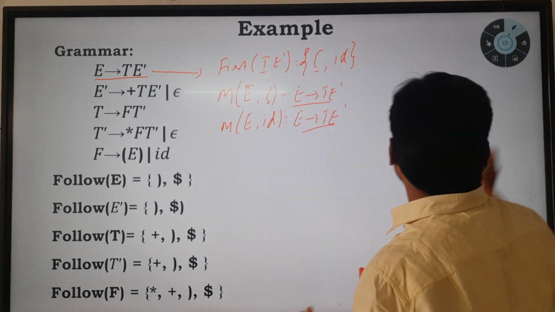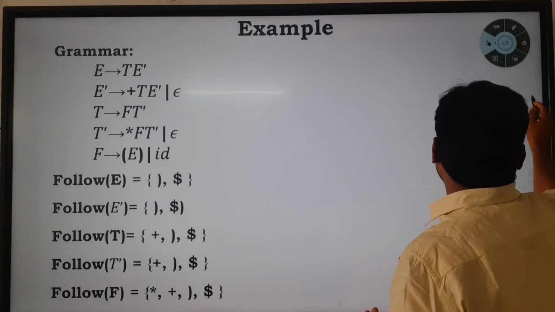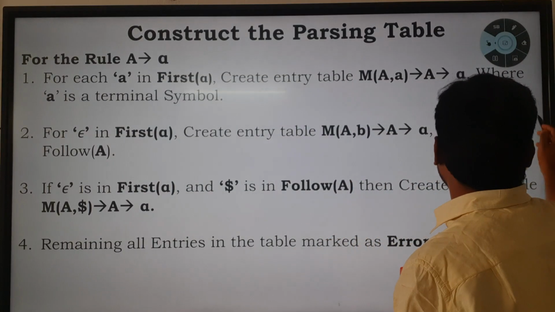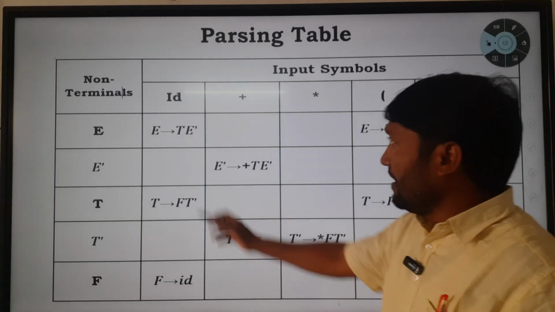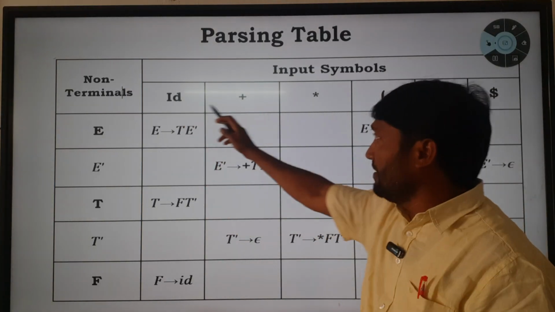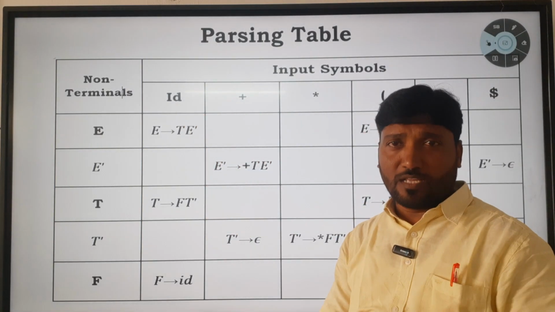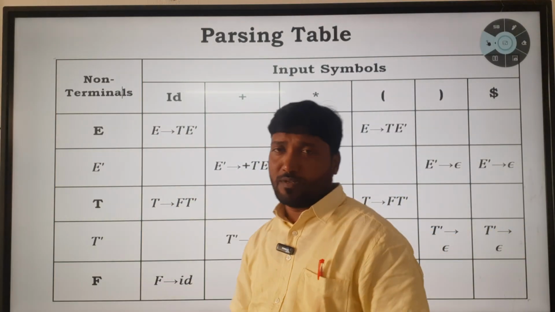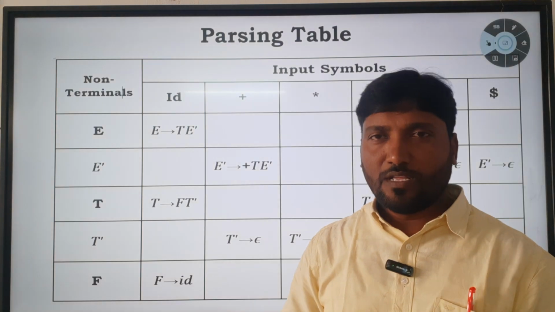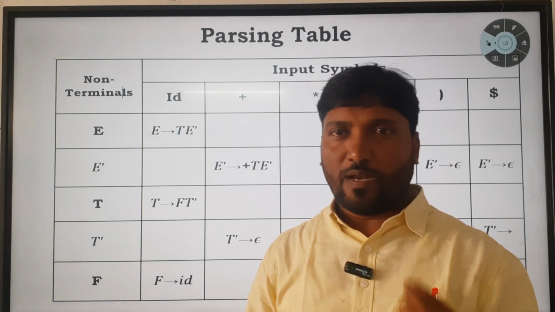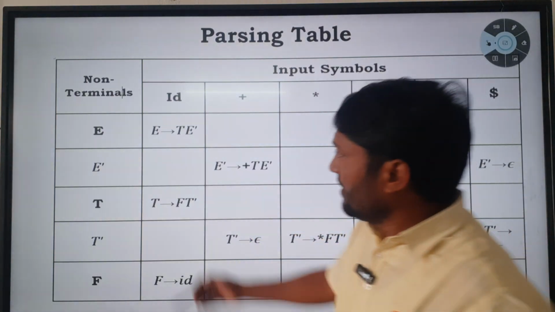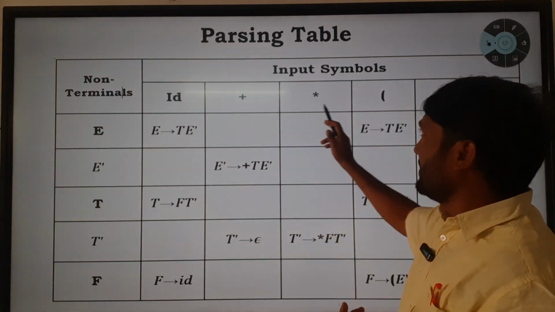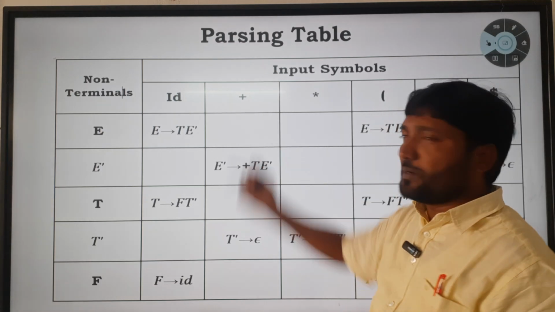Before constructing the parsing table, we must know the structure of a parsing table. On the top of the table, we take the input symbols. On the left hand side, we take the non-terminal symbols. For every context-free grammar, there are terminal symbols and non-terminal symbols. The non-terminal symbols are taken on the left hand side, and the terminal symbols are taken at the top of the table.